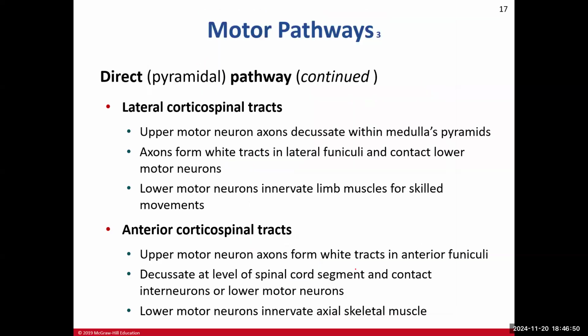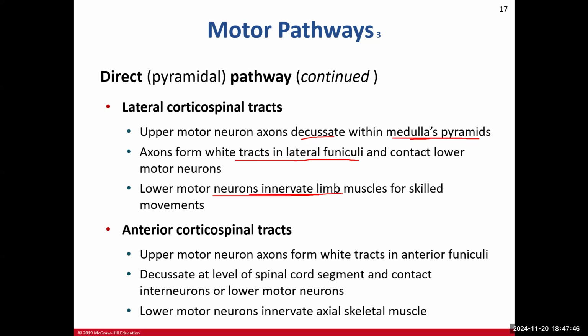So we're going to talk about those between the lateral corticospinal tract and the anterior corticospinal tract. So the lateral corticospinal tract is going to decussate in the medulla. In the, remember those pyramids, those two bulges that sat right on the anterior portion of the medulla? If not, just go over your notes from the last part of chapter 13. And so once it crosses over, it will travel down in the lateral white column, also known as the lateral funiculi. And then that's where it'll enter in and synapse onto the lower motor neuron.